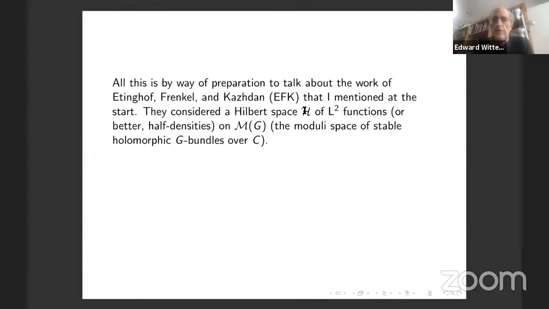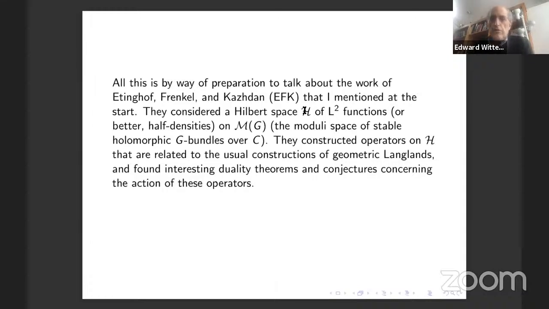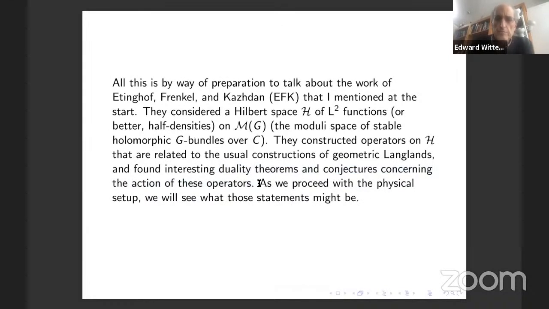So they considered a Hilbert space H of L2 functions, or more accurately, half densities, on the moduli space of stable holomorphic G bundles. They constructed operators on the Hilbert space that are related to the usual constructions of geometric Langlands. And they formulated interesting duality theorems and conjectures concerning the action of these operators. I understand that in the p-adic case, some pieces of it, or similar things, have been done by Kontsevich previously, but that is work I don't know much about. So I'm not going to state right now what their duality theorems and conjectures were. I'm going to proceed with the physical setup and we'll see what the statements might be.